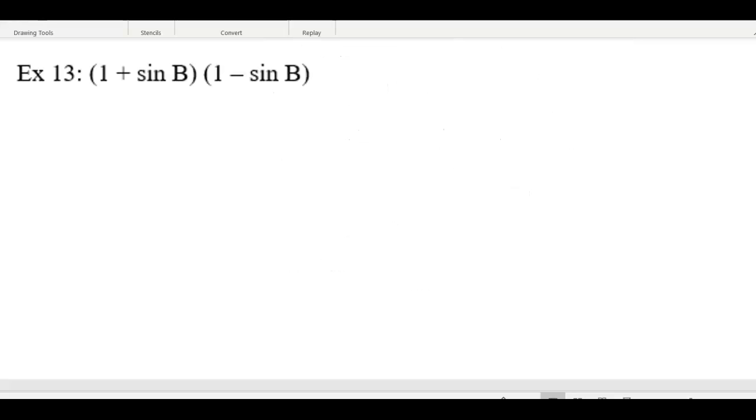All right, let the algebra do the work for you. 1 plus a value times 1 minus a value is 1 times 1, 1, minus sine squared of b. What did I just do? All I did was the distributive property. Or FOIL. But it doesn't look like FOIL.